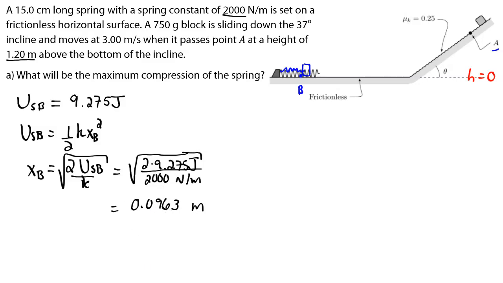So this is the compression of the spring. Since it's compression, we usually write it as a negative sign, just to remind us that the spring is getting shorter. So our final answer is that the maximum compression of the spring is minus 0.0963 meters. So about almost 10 centimeters, which makes sense in here.